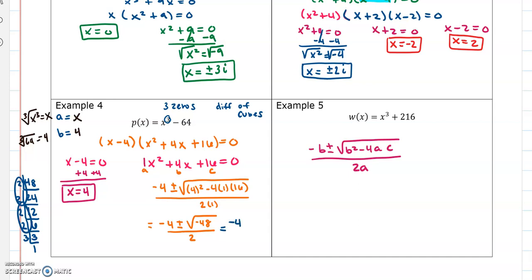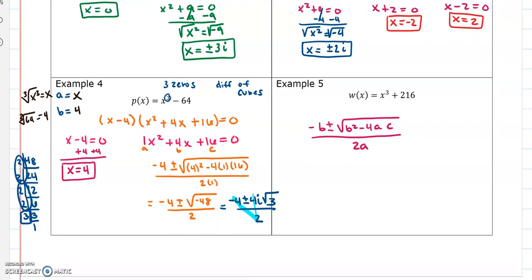So that's going to be negative 4 plus or minus 4, and because it was negative, the i, square root, and my leftover 3, all divided by 2. I can simplify the 4 and the 2 in the numerator and the denominator. So my final answer should be x equals negative 2 plus or minus 2i, and I still have that square root 3. And then those are your other two solutions because of the plus and the minus.